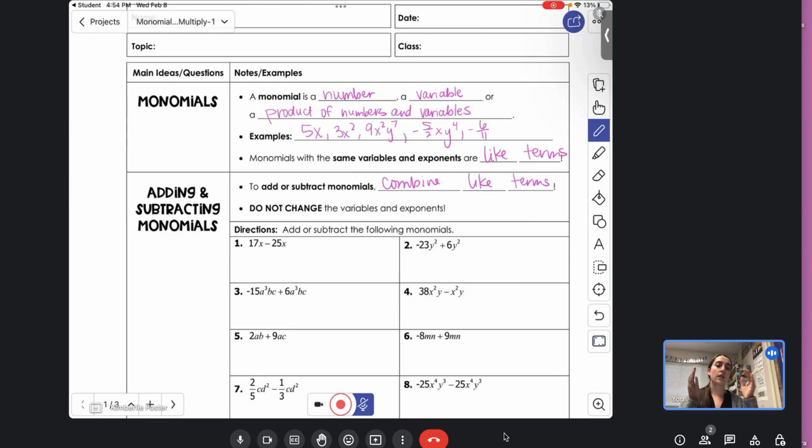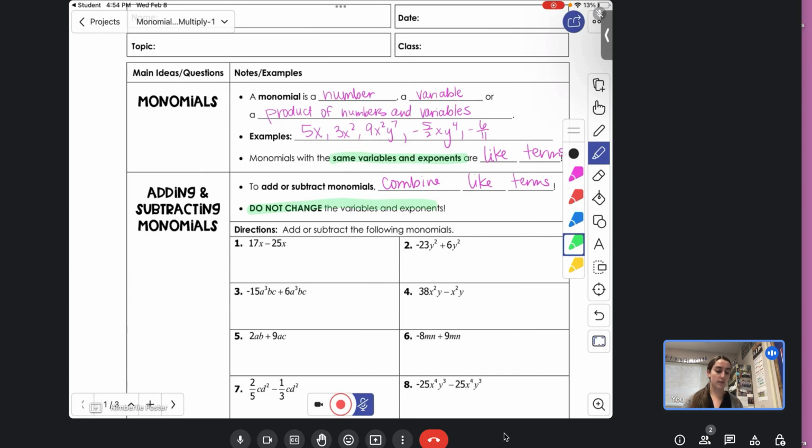Today we're focusing on like terms. In order to be like terms, the monomials have to have the same variables and same exponents. Okay, so it says that right here. Same variable, same exponent. So to add or subtract, we just combine like terms. And the important part is we're not changing the variable or the exponent. So we're really just adding or subtracting the coefficient.